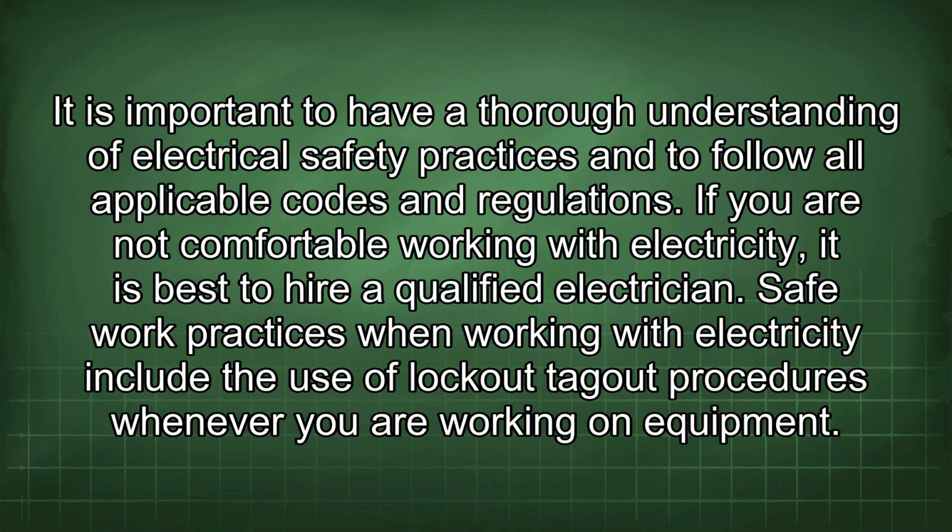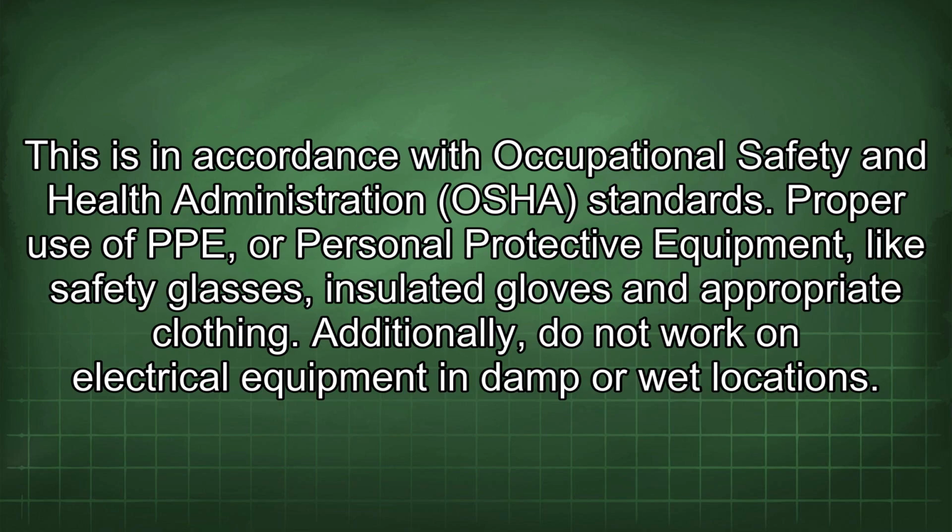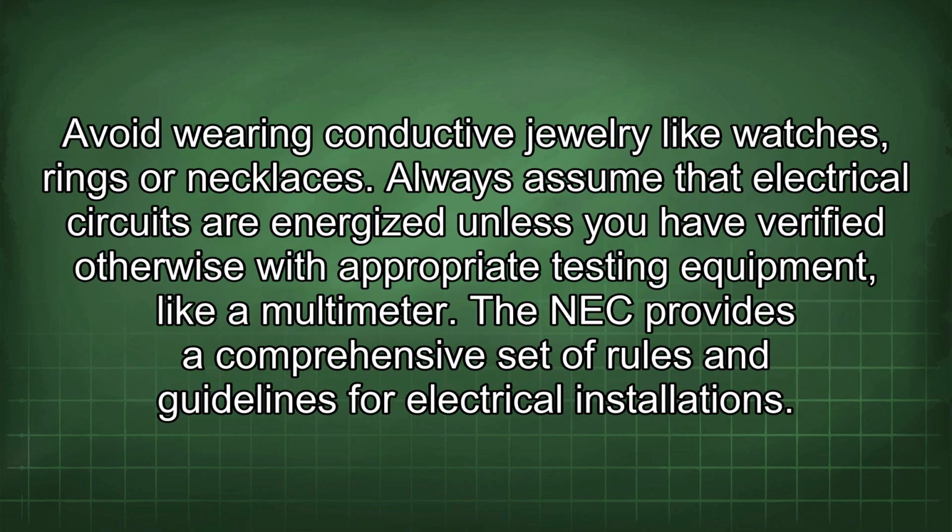Safe work practices when working with electricity include the use of lockout-tagout procedures whenever you are working on equipment. This is in accordance with Occupational Safety and Health Administration (OSHA) standards. Proper use of PPE, or personal protective equipment, like safety glasses, insulated gloves, and appropriate clothing. Additionally, do not work on electrical equipment in damp or wet locations. Avoid wearing conductive jewelry like watches, rings, or necklaces. Always assume that electrical circuits are energized unless you have verified otherwise with appropriate testing equipment like a multimeter.